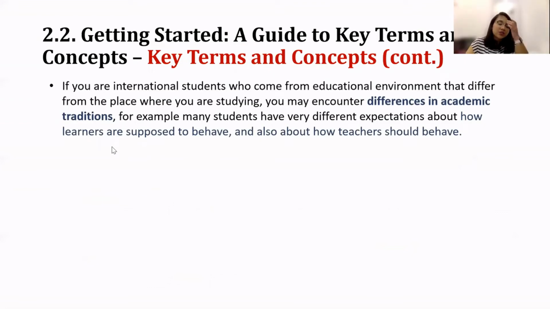If you are international students who come from an educational environment that differs from the place where you are studying, for example, Indonesian students who study in the United States of America, like Eastern versus Western culture, right? You may encounter differences in academic traditions. For example, many students have very different expectations about how learners are supposed to behave, and also about how teachers should behave.